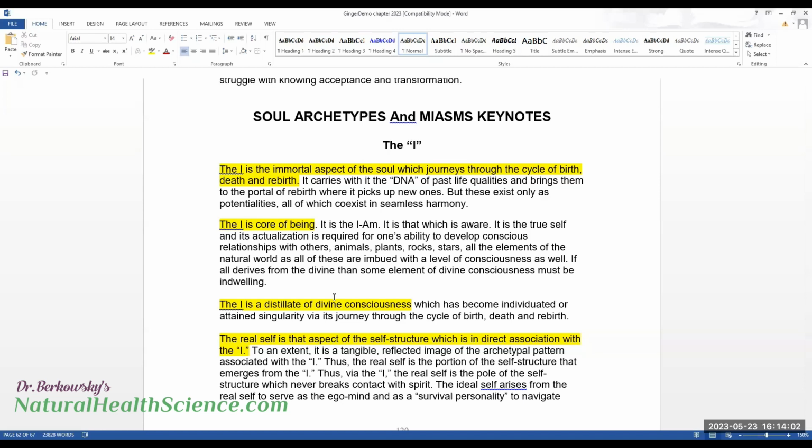It interacts through a self structure. So the self is then, in each of these incarnations, developed, which will enable you to engage with the outer world, with the gauntlet that is life on this mortal plane. So the first aspect that comes out from this distillate of the divine consciousness is the real self. And the real self is that aspect of the self structure which is in direct association with the I. So if you're operating from your real self, you're operating from that part of yourself which has never lost contact with spirit, with the divine consciousness.